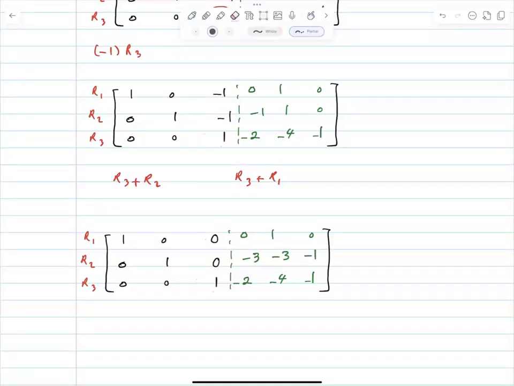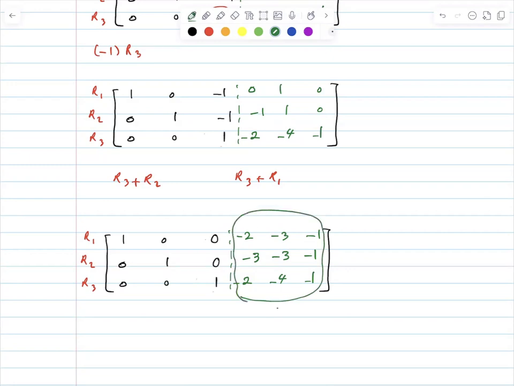And I end up with a negative 2. And then negative 3 again. And negative 1. Negative 3. And negative 1. So it seems like my inverse is this matrix here. This matrix is the inverse of your original matrix.